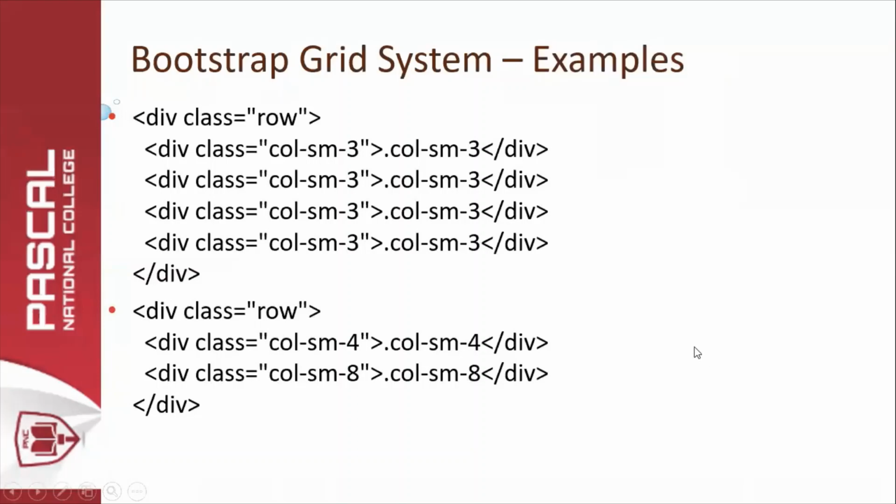So example is like this. You will create a row, div class equals to row. This is your one div and this is your second div. Within this, just try to calculate 3 plus 3 plus 3 plus 3, so it will be all total 12 columns. Similarly for the second row, you are using class row, then within this you have sm-4 and sm-8, which means all total 12 grid columns you will have.